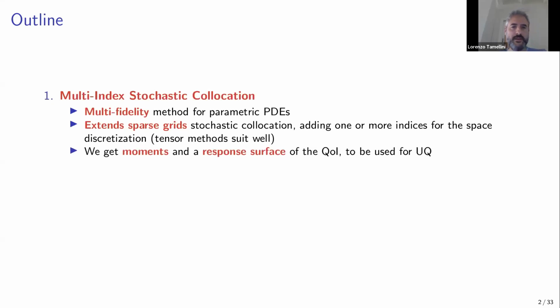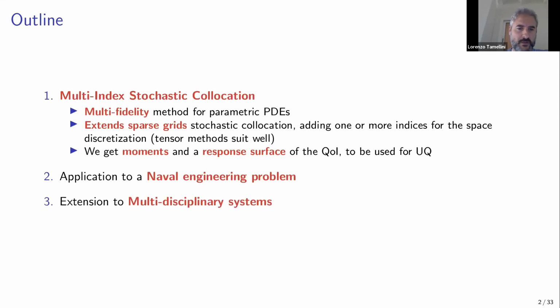Out of it, what we get is an approximation of the moments of the quantity of interest of the PDE, but also, I argue even more importantly, we get a response surface for the quantity of interest that we can then query for subsequent UQ analysis. This is part one of the talk. In parts 2 and 3, I want to give you the flavor of a couple of applications we've been working on recently. One is an application to naval engineering, and the third one is a very recent thing that extends MISC to multidisciplinary systems.